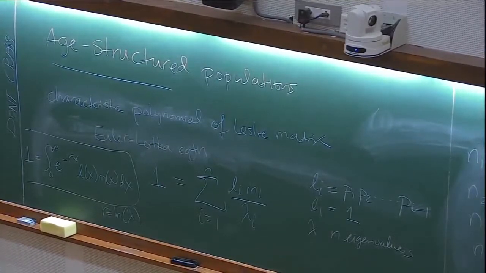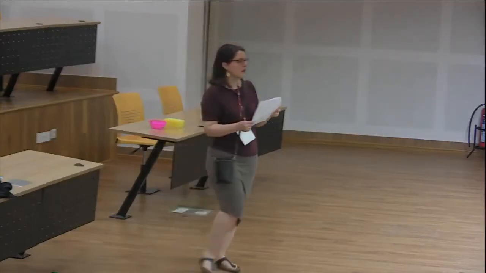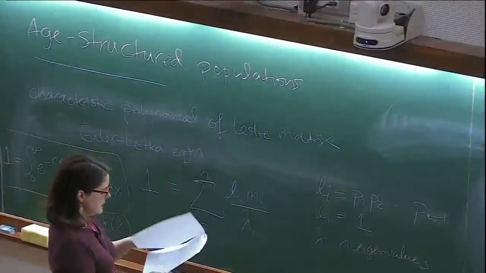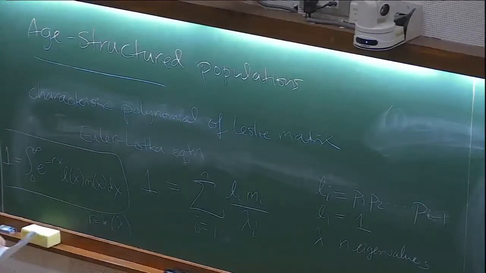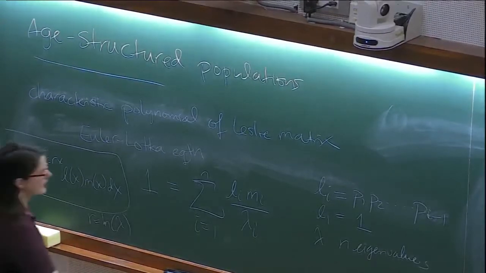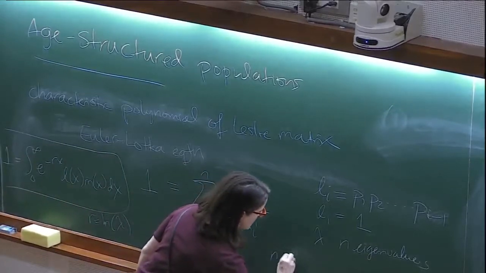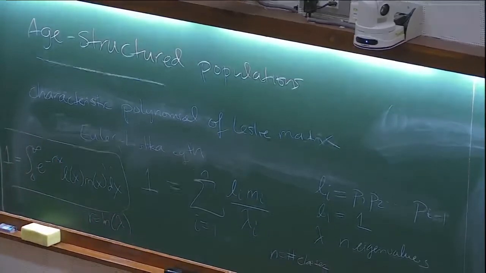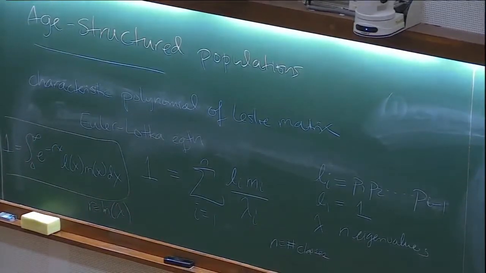The handout has the derivation of this equation. It's just using the definition of the characteristic polynomial. So there are n. So n is the number of classes. And so there are n roots to this. I think I have that right.